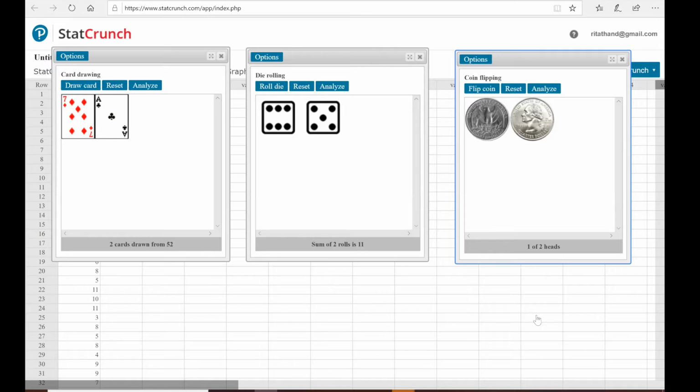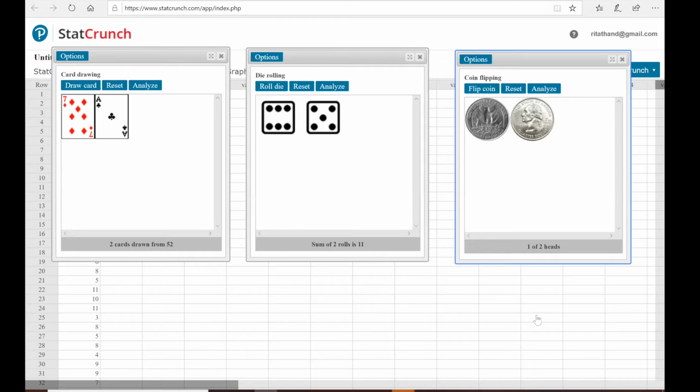And then you get 2 cards drawing from 52 cards. It is an outcome of drawing 2 cards from a standard deck of cards. So these are simple probability experiments, and you can see that you can figure out the outcomes of each experiment.